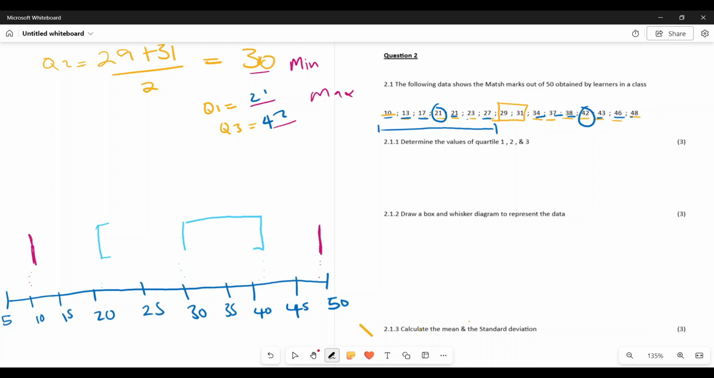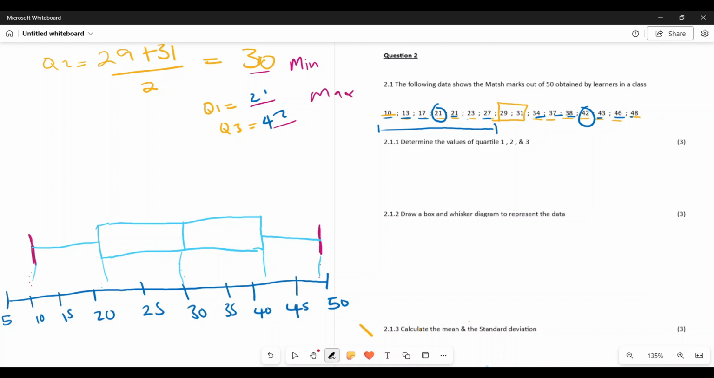Now drawing my box to be like this, and these should be connected to these. Right, remember your minimum value, which is at 10, your first quartile, which is at 21, your interquartile range, which is at 30, your upper quartile, which is at 42, and your maximum value, which is at 48. Now, this is how you should draw your box and whisker.